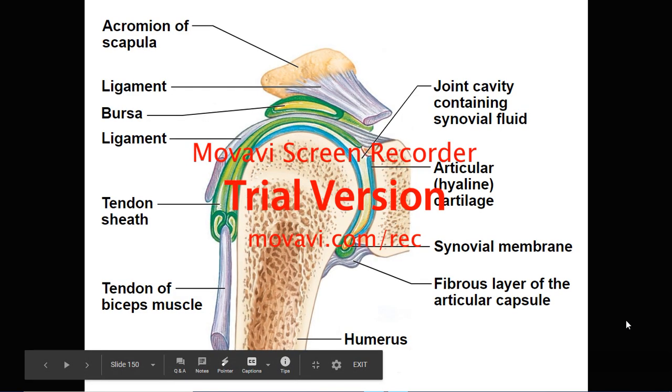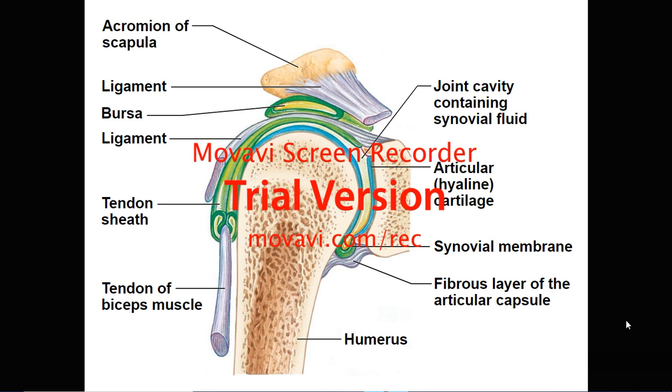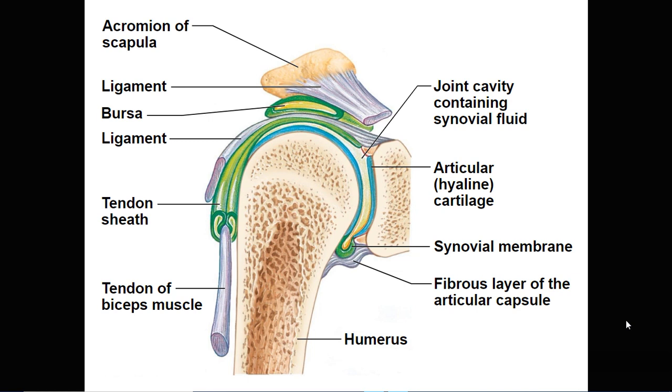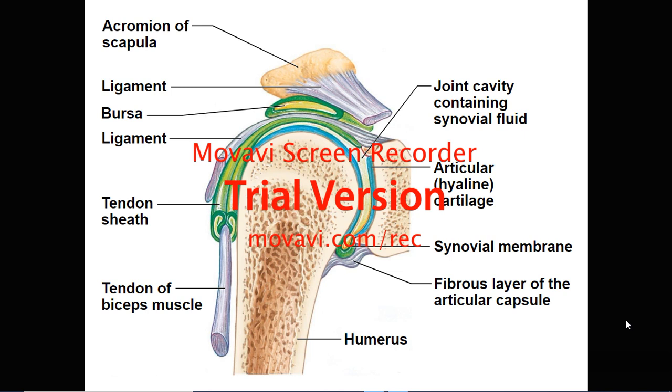So we have gotten through talking about the 6 general features of synovial joints, but you also have some features of synovial joints that are not technically part of a synovial joint, but they're closely associated with them. And 2 of those features are bursa and tendon sheaths.